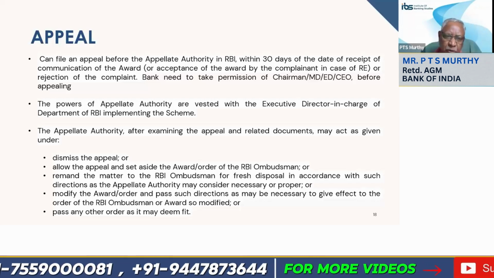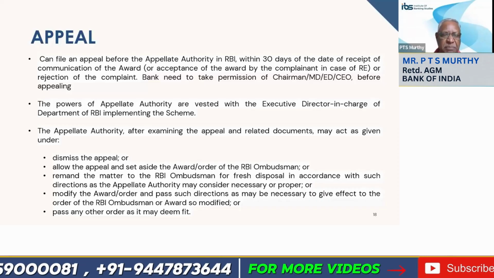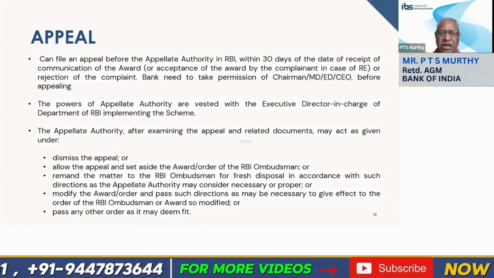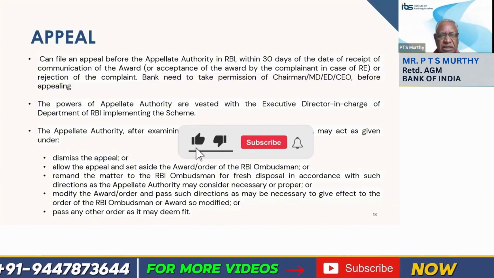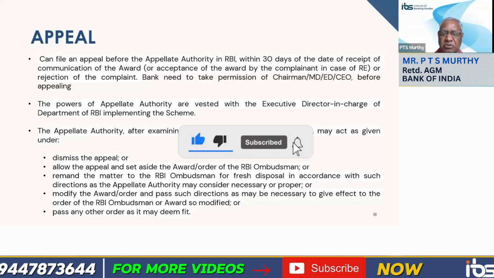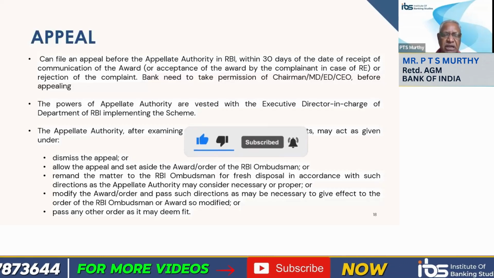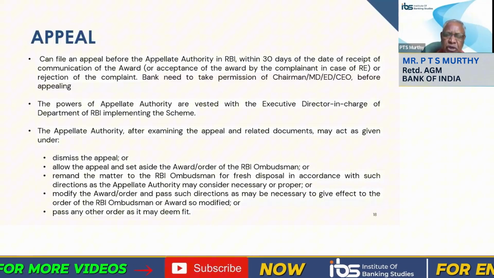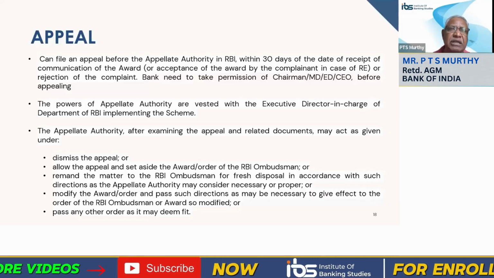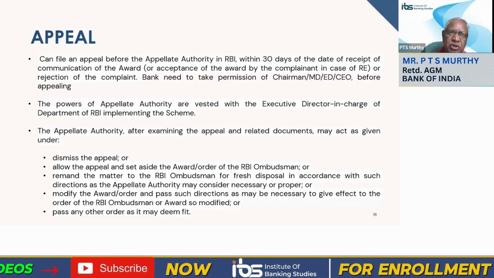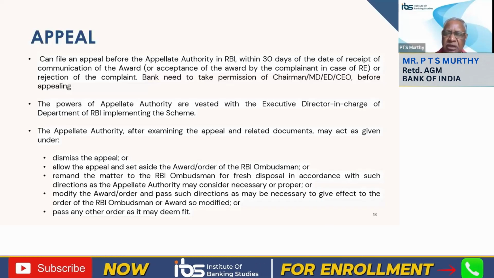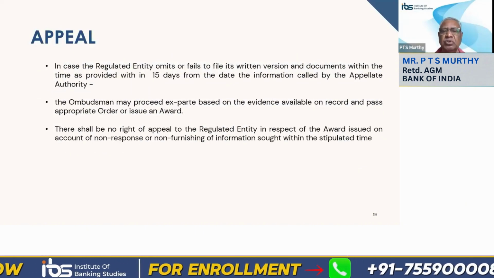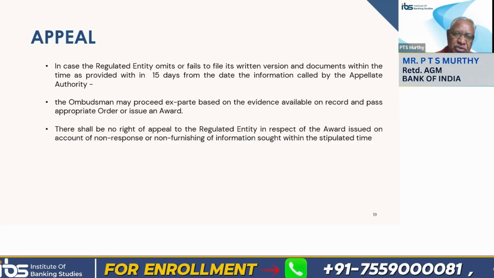Then what can the appellate authority do? He can first dismiss the appeal, or allow the appeal, or set aside the award order of the banking ombudsman. Then he can remand the matter to the RBI ombudsman for disposal. So he can pass any order that may fit. Yes, the appellate authority has all the right to accept the decision given by the ombudsman, or may ask him to relook into the case once again, or he may set aside the entire order of the ombudsman and pass a separate order. So all these things he can also do.